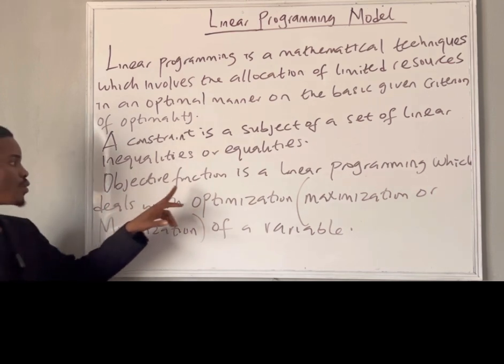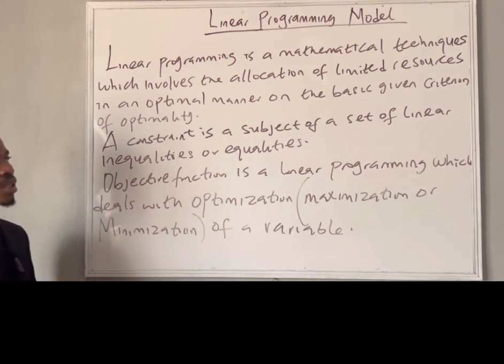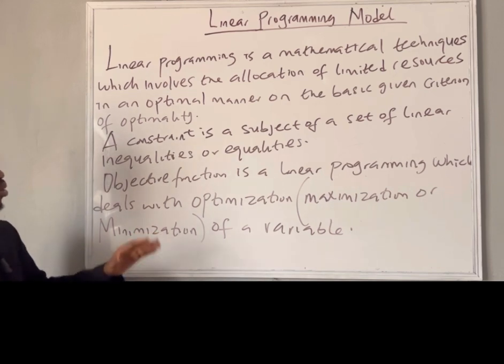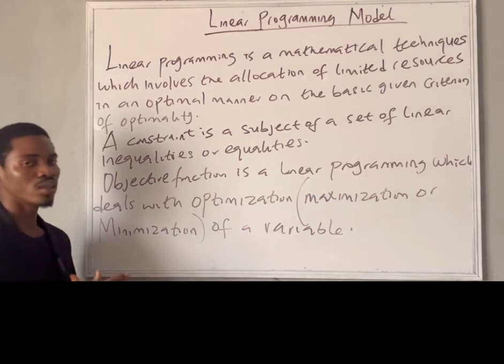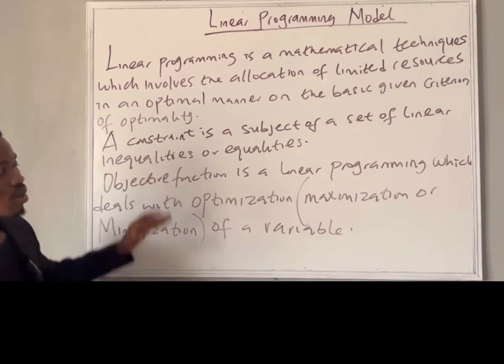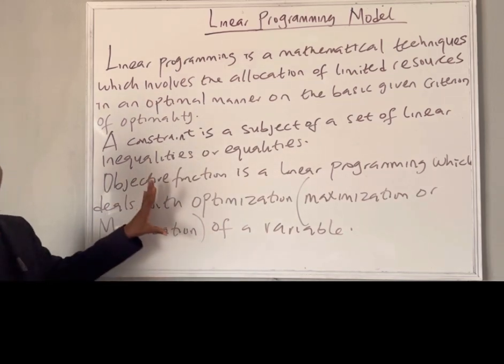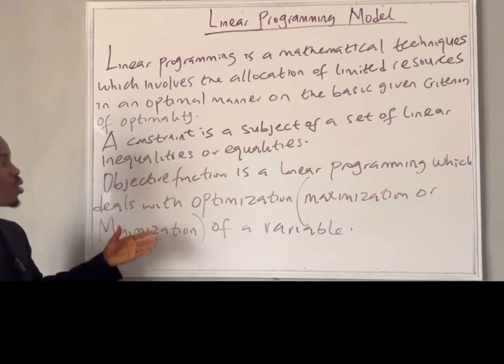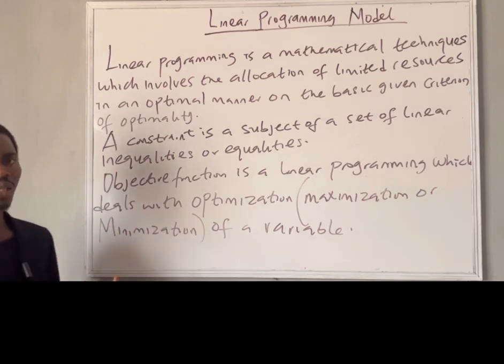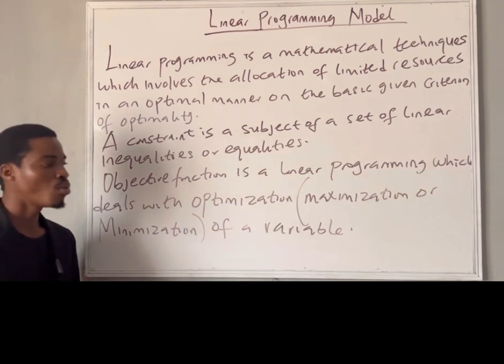So the objective function is a linear programming term which deals with optimization, maximization or minimization of a variable. These are the things that you have to know when solving any question on a linear programming problem. They are the basic terms of linear programming. When you talk about the objective function in a linear programming problem, we maximize profit and we minimize cost.